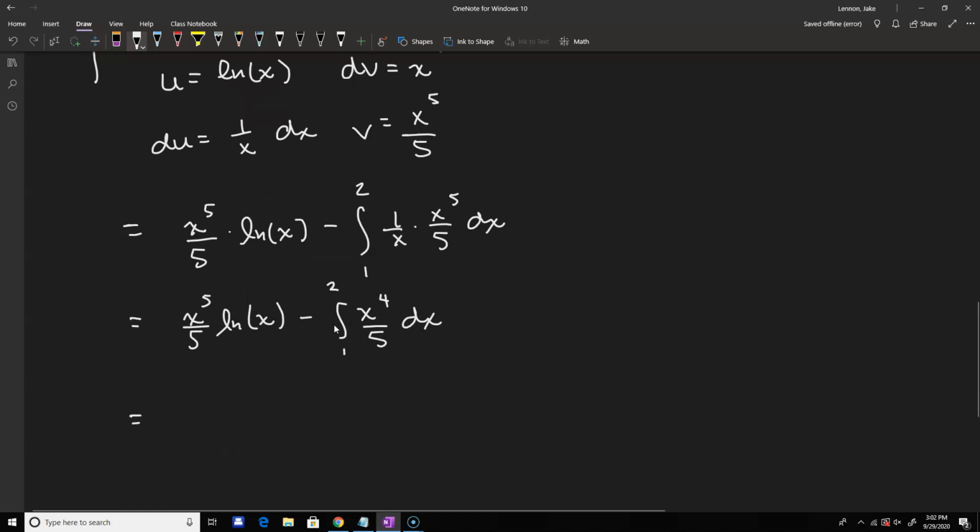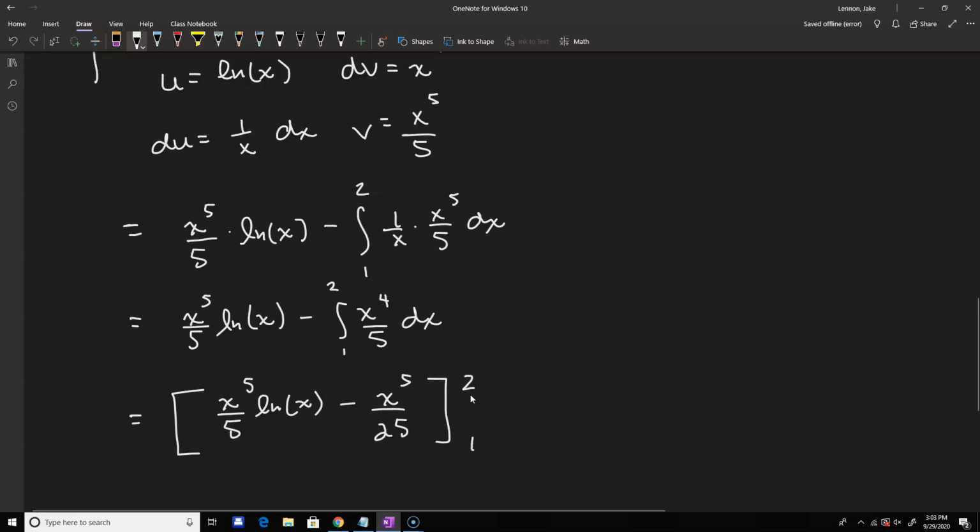And then to take the antiderivative of the final remaining expression, you're just going to add 1 to the power, so that'll be x to the 5th. You'll divide by another 5, so that'll be x to the 5th over 25. So our final thing here, we have x to the 5th over 5 times the natural log of x, and then we're subtracting x to the 5th over 25, and that is from 1 to 2.